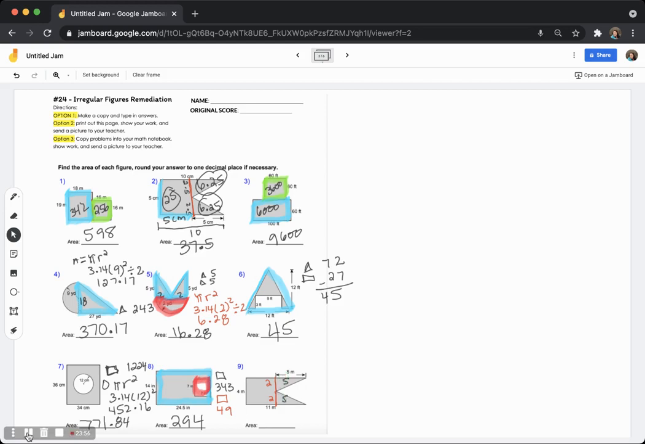And then I know that the total length is 11, and I know that this is 5 up here. So left here would be 6 meters to make a total of 11. So then the rectangle is going to be 4 by 6, which is 24. So 5 plus 5 plus 24 would give you 34 for the area.